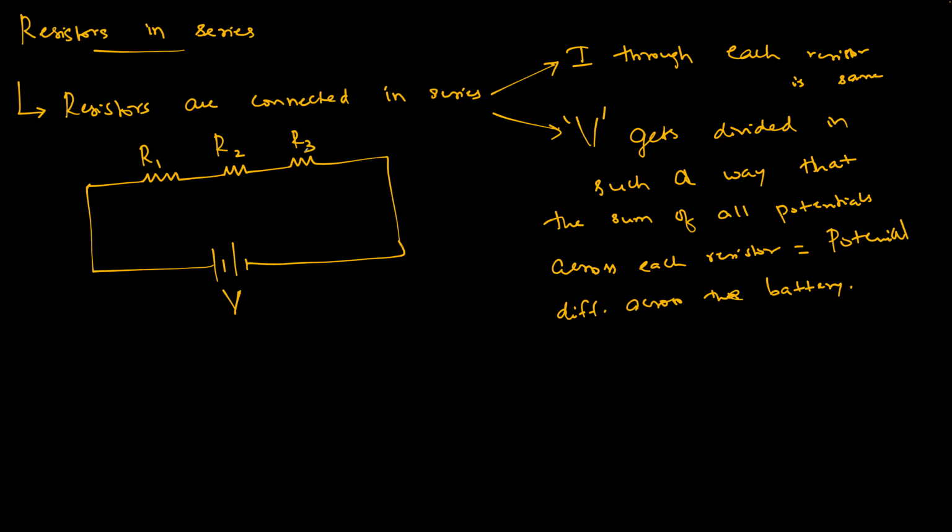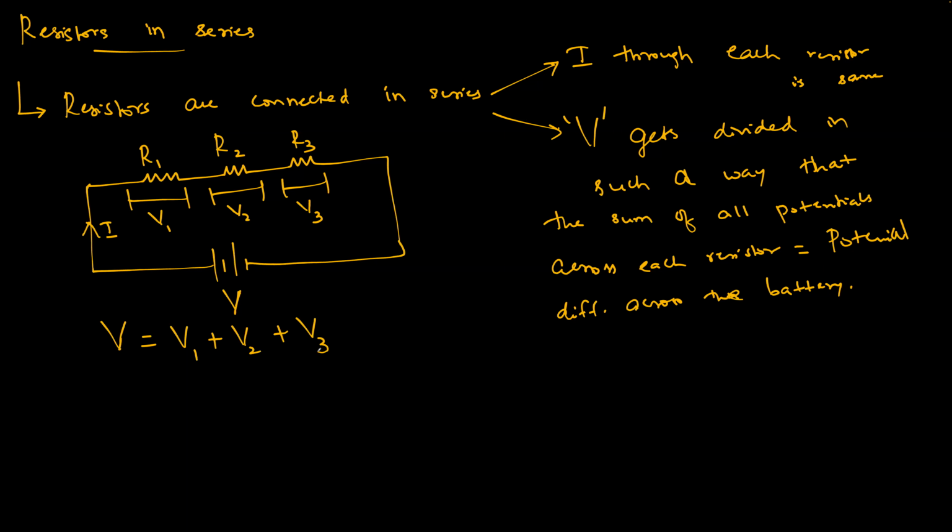So this battery is going to supply the current from higher to lower potential, right? So current is going to be I. Now the same current I is going to flow through R1, R2, and R3. But what is going to be different? It is the potential difference. So if I take the potential difference here to be V1, here V2, and here V3, then according to the second statement that was made, V will be equal to V1 plus V2 plus V3.